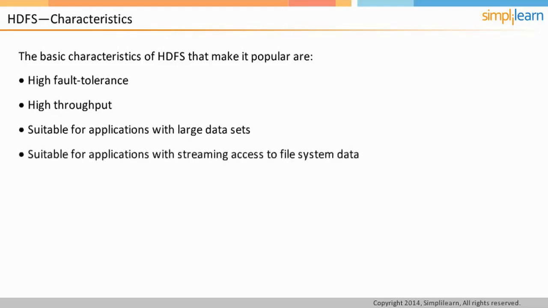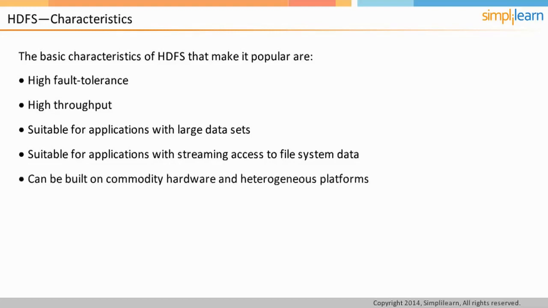HDFS is suitable for applications with streaming access to file system data. These are not general-purpose applications that typically run on general-purpose file systems. HDFS is designed more for batch processing than interactive use by users. The emphasis is on high throughput of data access rather than low latency of data access. Also, HDFS is designed in a way such that it can be built on commodity hardware and heterogeneous platforms. In the next screen, we will list the key features of HDFS.